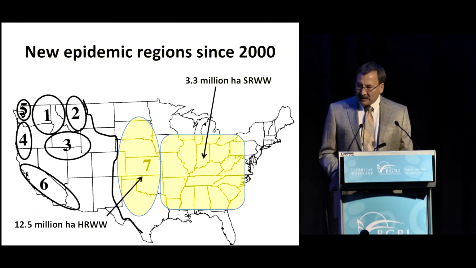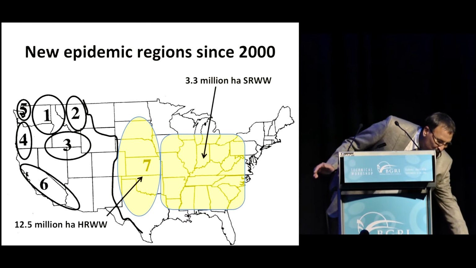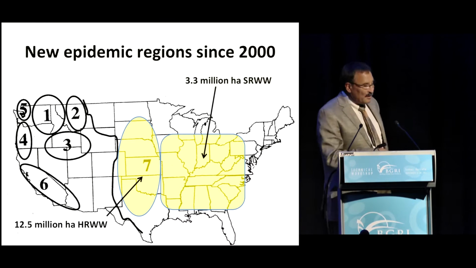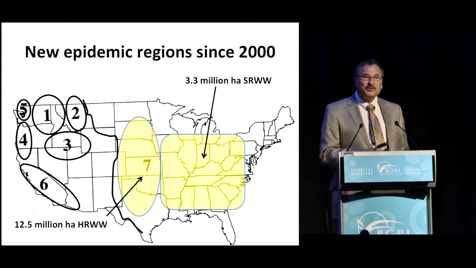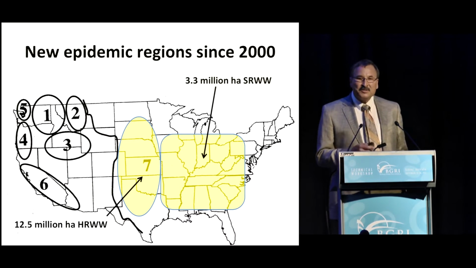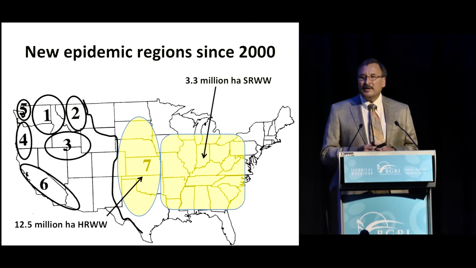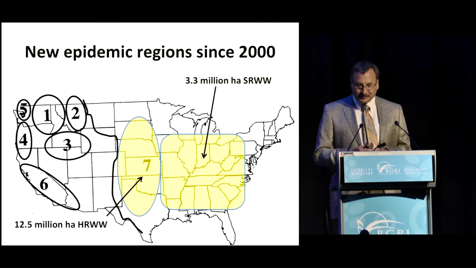And in the Great Plains, this region here, there's 12.5 million hectares of hard red winter wheat growing. And in southeast United States, there's about 3.3 million hectares of soft red winter wheat.